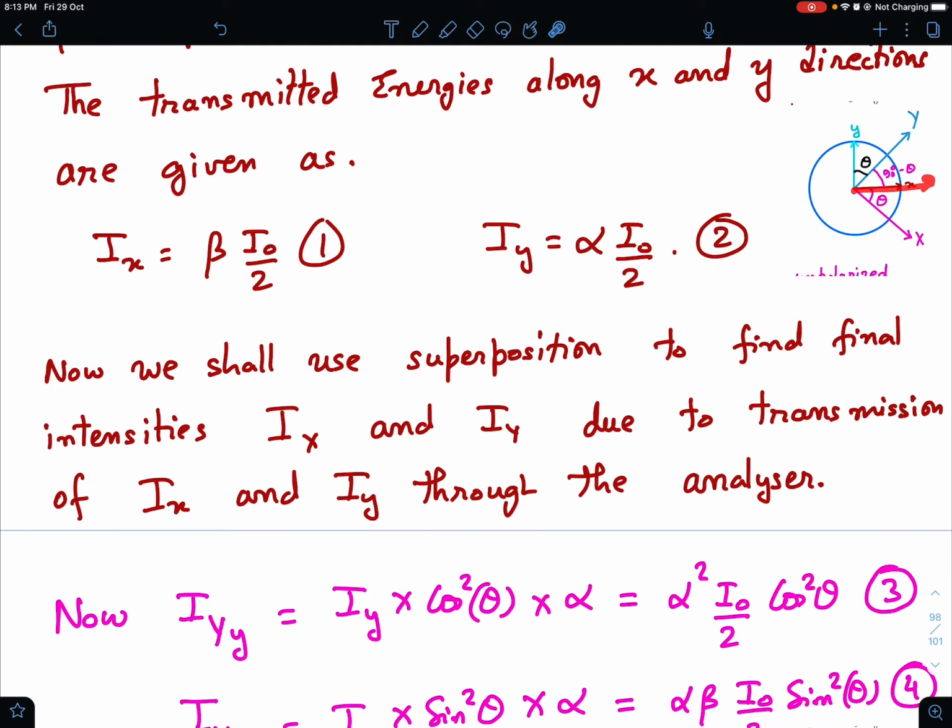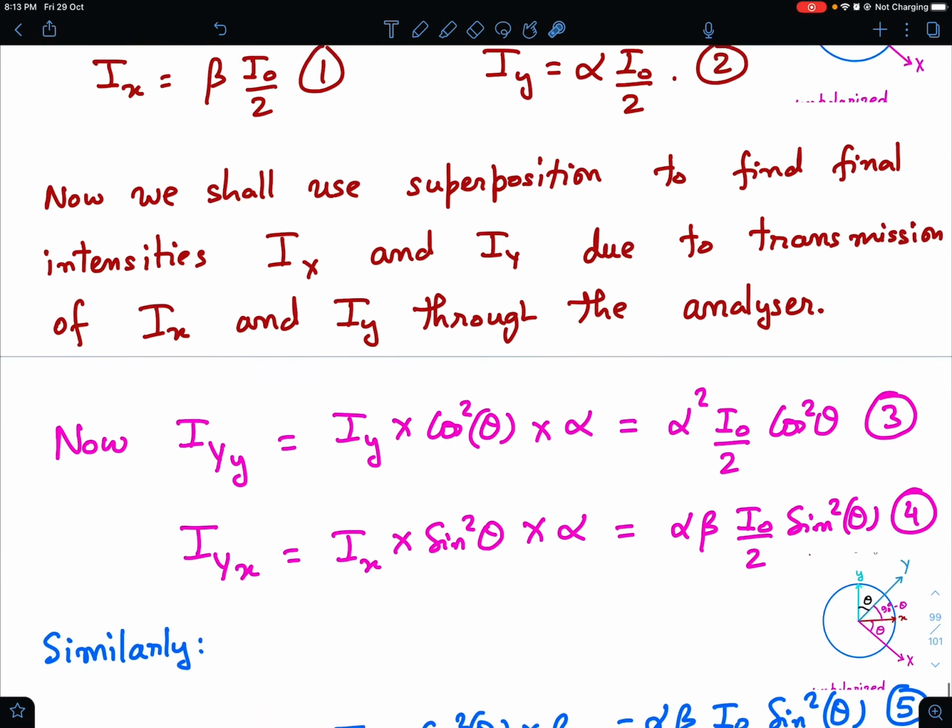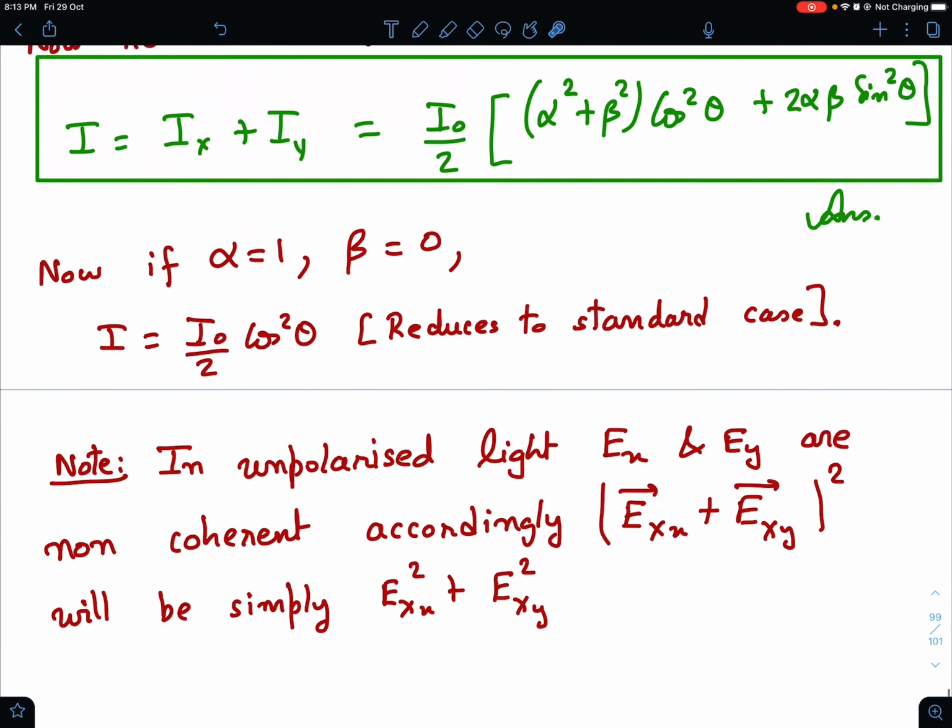What is that? See, these two electric fields, if the light is unpolarized, so E small x and E small y, they are not coherent, right? Otherwise, if there were a constant phase difference between Ex and Ey, it would not be unpolarized light. In that case, it would have been elliptically polarized light. Maybe I can do a video on that later on. However, know for sure that unpolarized light means there's absolutely no correlation between X component of field and Y component of field. The phase difference is random.